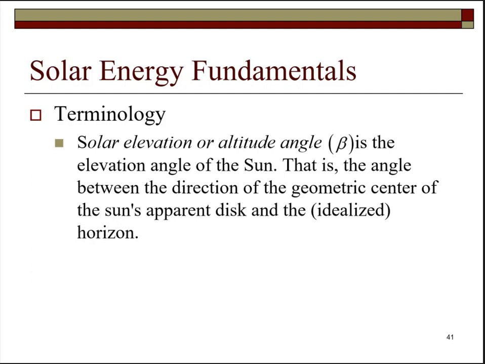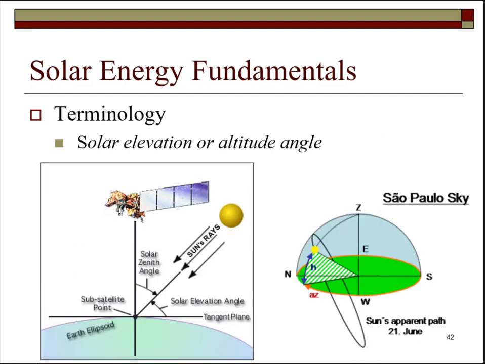Solar elevation or altitude angle is simply the angle that the sun makes with respect to the horizon. This is a visual representation of solar elevation or solar altitude.